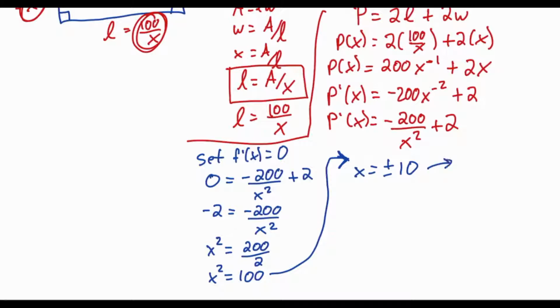Remember though, my length, my width, my perimeter, they all have to be greater than 0. I can't have a negative length. That has no meaning in this case. And so x has to be greater than 0. So the only possible x value I care about here is 10. I need to prove, though, is this a minimum?